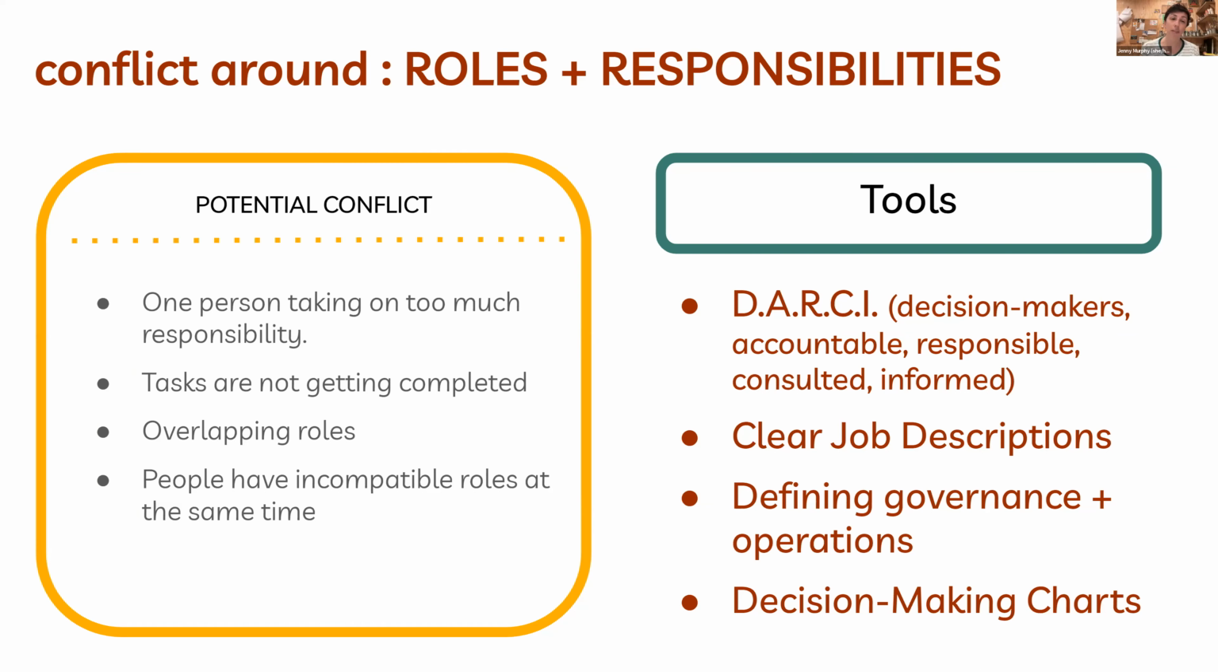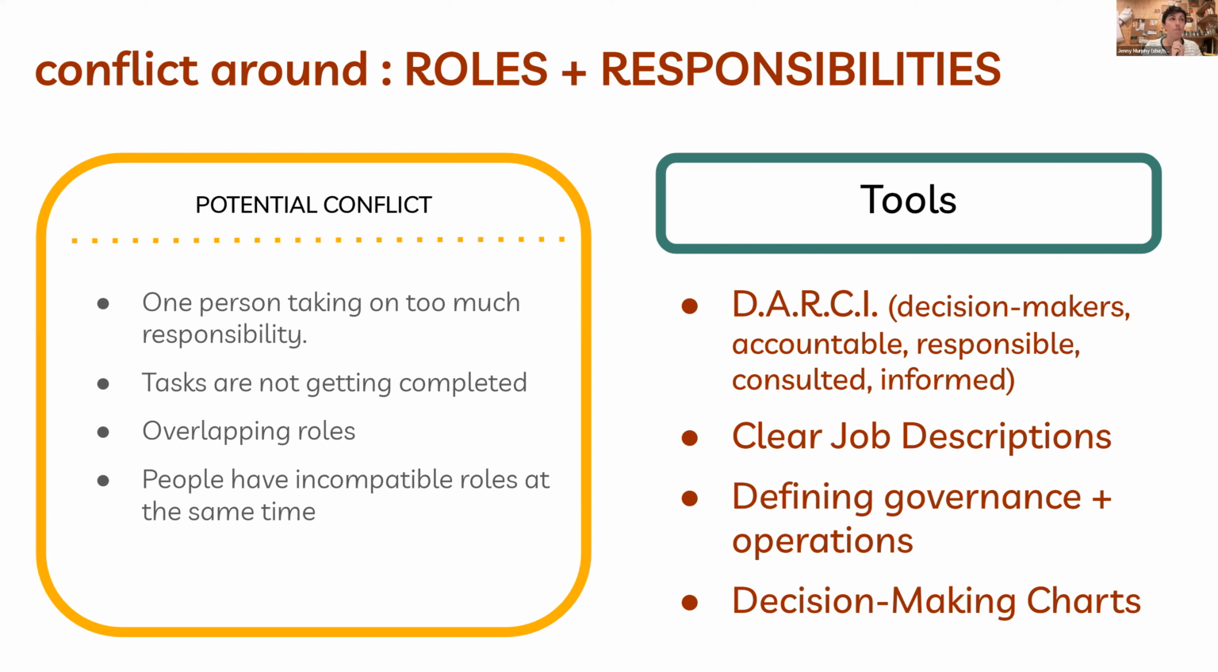But in terms of roles and responsibilities, potential conflicts that we see within co-ops, and you also probably see this in many other scenarios, include one person taking on too much responsibility, certain tasks not getting completed, and overlapping roles, and also maybe within those overlapping roles, people have incompatible roles at the same time.